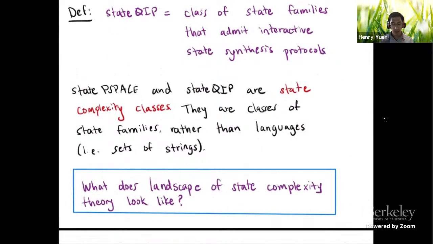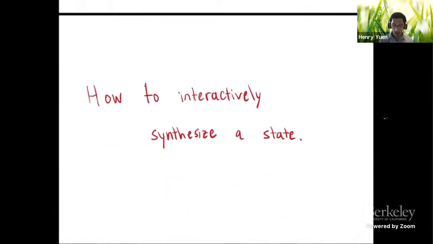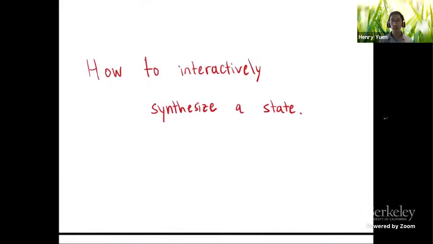So here, like I mentioned before, state PSPACE and state QIP are what I call state complexity classes. We're talking about families of quantum states rather than languages, which are just sets of strings. And here's a more general question that I think is really interesting: you can define all sorts of state complexity classes. And you can ask, what does the landscape of state complexity theory look like? And how does it relate to our typical complexity theory where we just talk about decision languages? All right, in the last 10 minutes or so, I'll explain how we interactively synthesize a state.